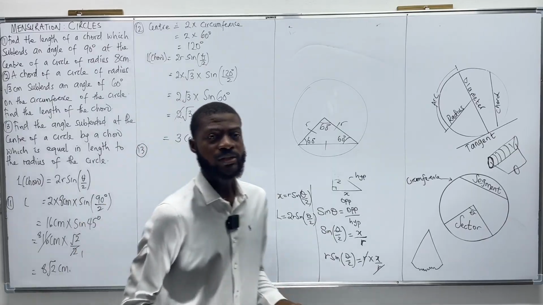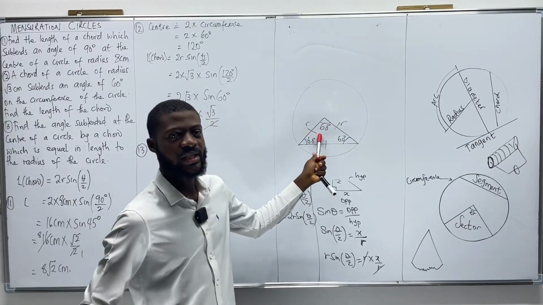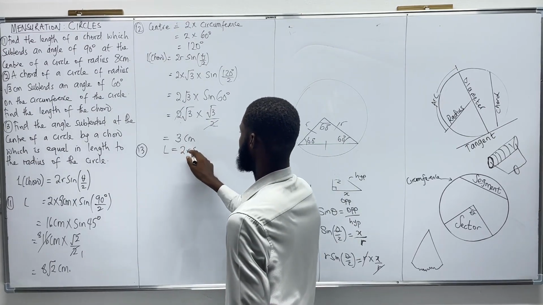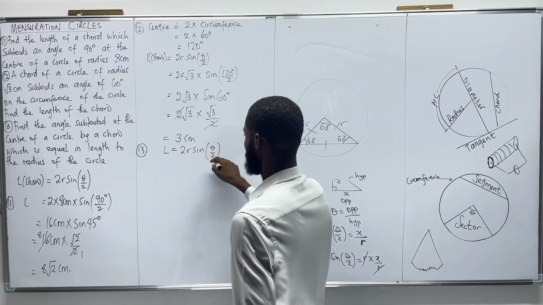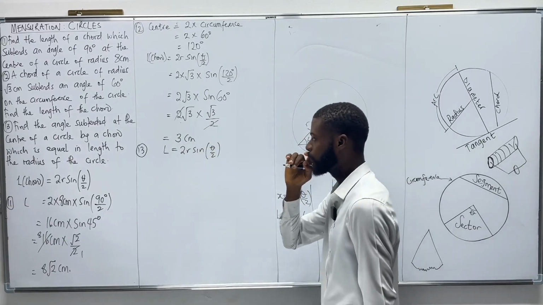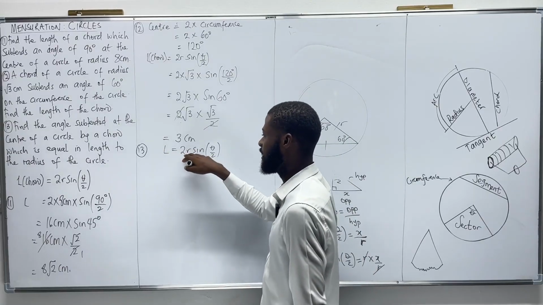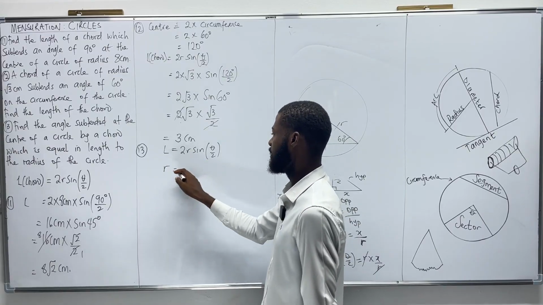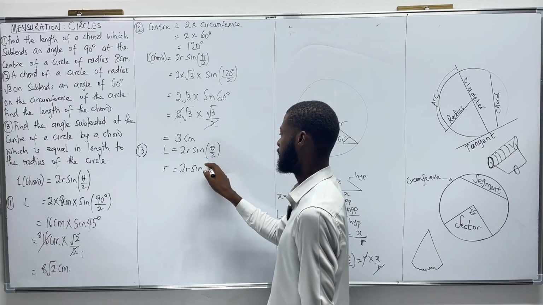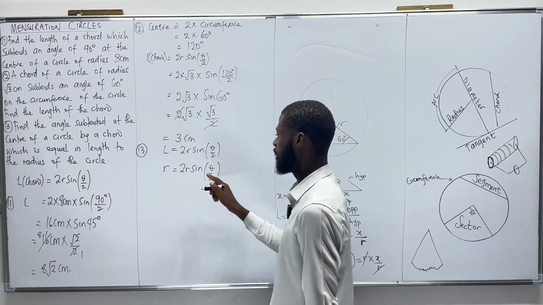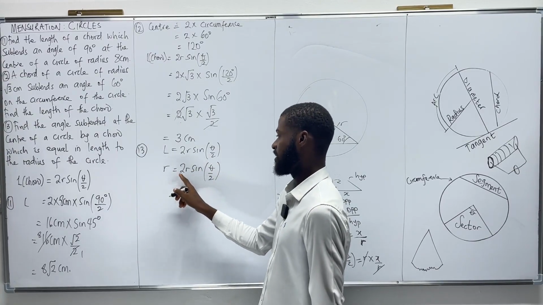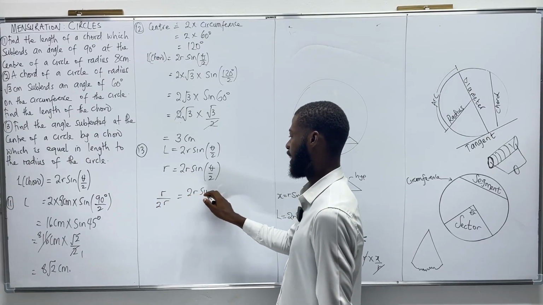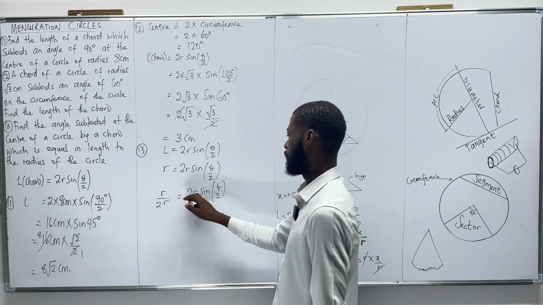But how would we solve the equation if we don't know this? See what I will do. Length of a chord is 2r sine theta over 2. This is the formula for the length of a chord. The length of the chord and the radius are the same, so I can remove this length and put r, because I know that the length is still r. They're the same, so r equals 2r sine theta over 2. Now, can I divide both sides by 2r? Yes, I can. So this will be r over 2r equal to 2r sine theta over 2 over 2r.